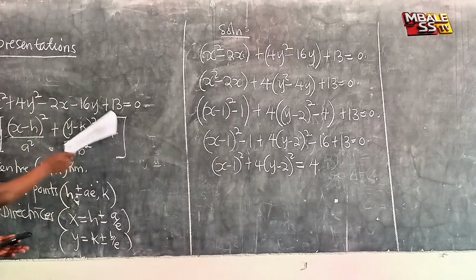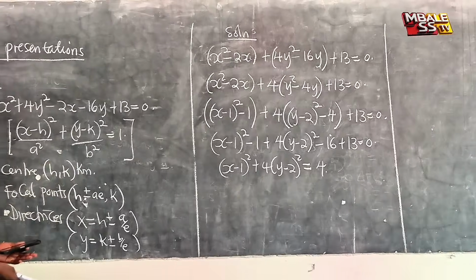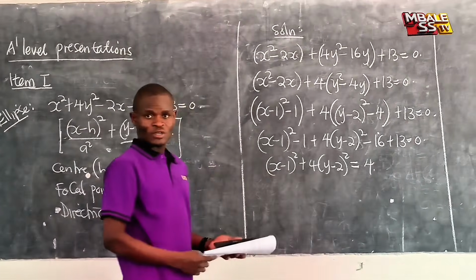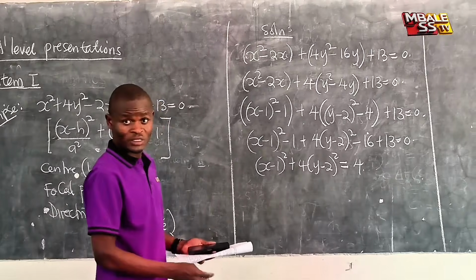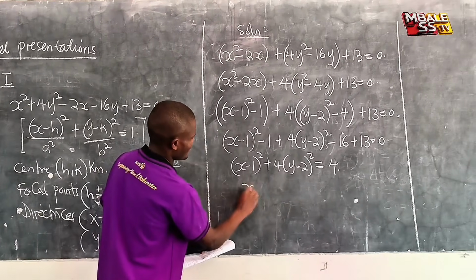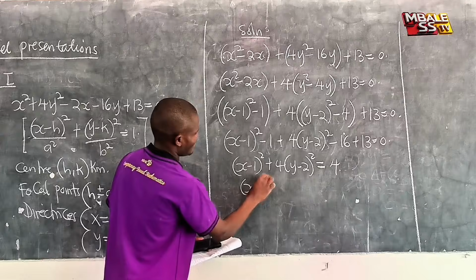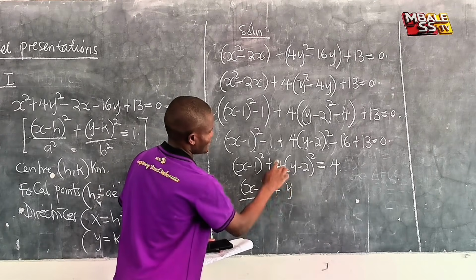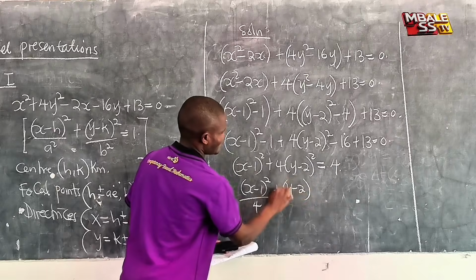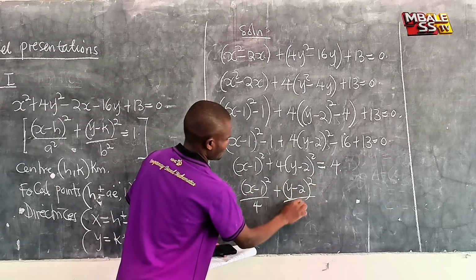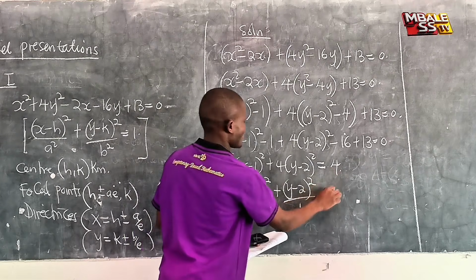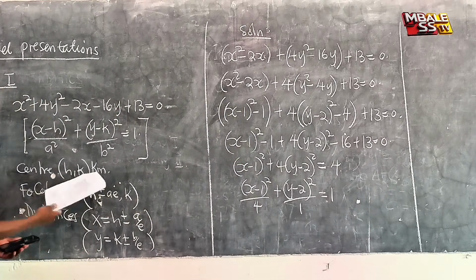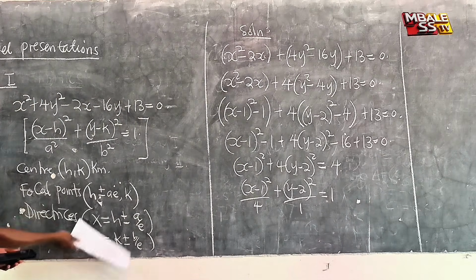However, we are interested in achieving this form, meaning we need to find a way of getting a 1 here. That will be by dividing by 4 on both sides. When I divide by 4, I get (x minus 1) squared divided by 4 plus, when I divide the 4 here, this 4 will disappear, so I just get this term over 1. And this one, when I divide by 4, I get a 1. So I have now generated this form, and I can just compare with this and then generate.